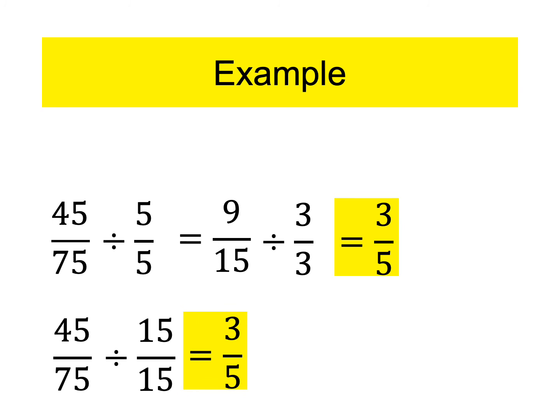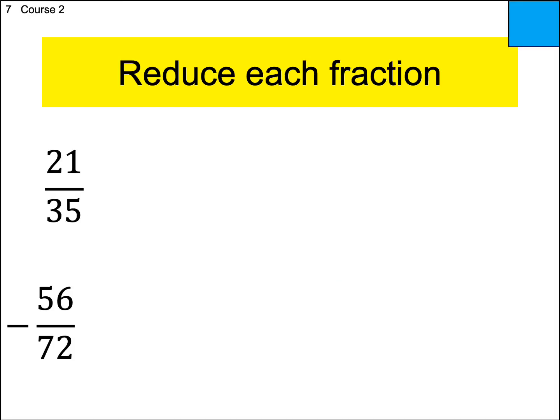Hopefully you've done this before. So let's do a couple together. Here we go. 21 and 35. Let's see, 21 and 35. 21, it's not 2. They're not even. 3 doesn't go into 35. It's not 5. 7 goes into both. So we could divide top and bottom by 7. 21 divided by 7 is 3. 35 divided by 7 is 5. So we get 3/5. Cool.